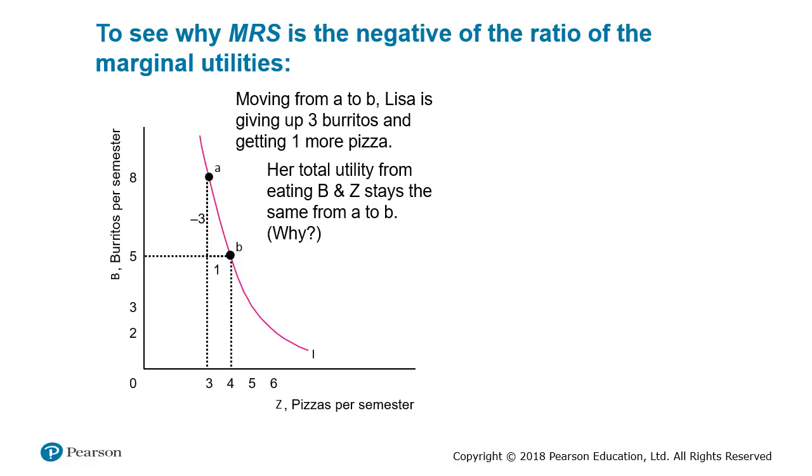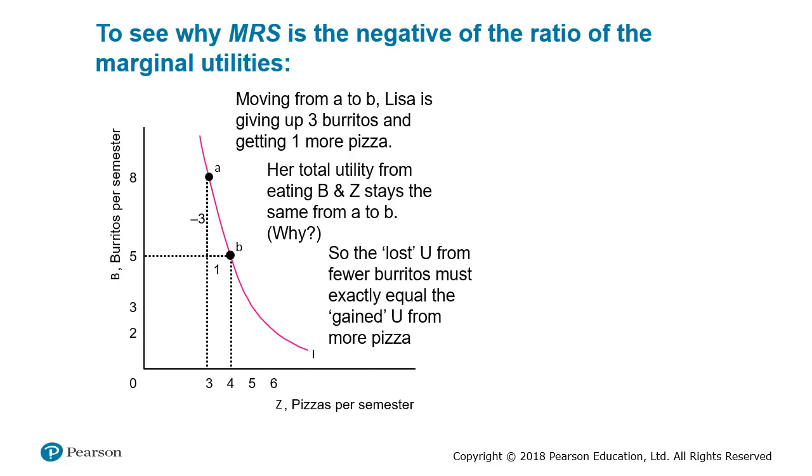Why is that so? Because the indifference curve shows us all the bundles that bring her equal utility. So utility has to be constant all along the indifference curve. What that means is that the utility she's lost by giving up 3 burritos must be exactly equal to the utility she's gained from having 1 more pizza to keep total utility constant.